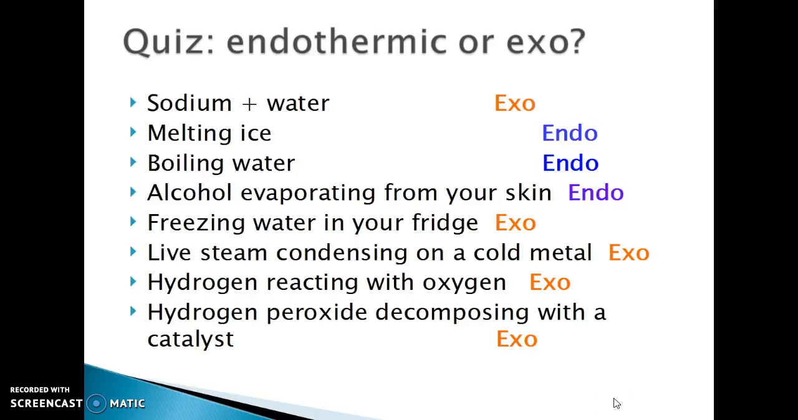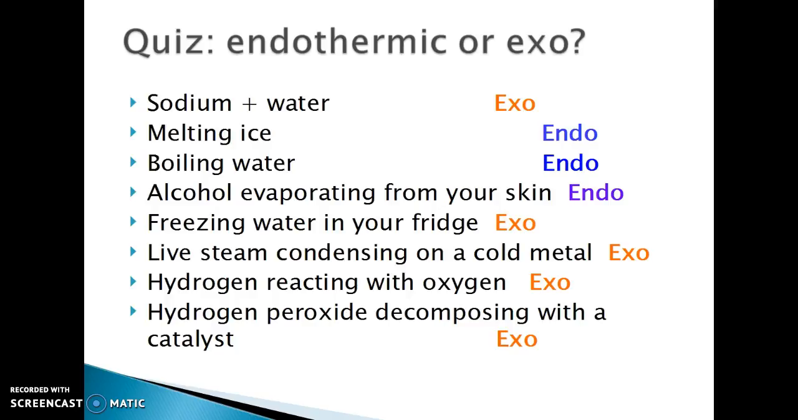And here are your answers. A couple of things. If you put alcohol on your skin, you probably feel it as cold. What's happening is the alcohol is evaporating, taking heat away from your skin, so the evaporation is an endothermic process.